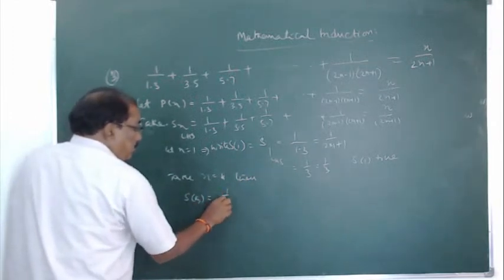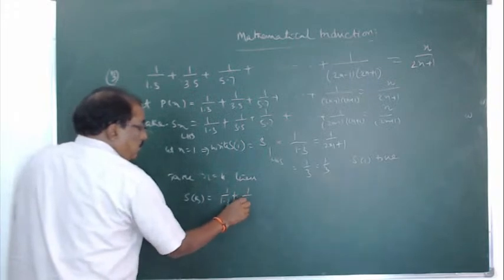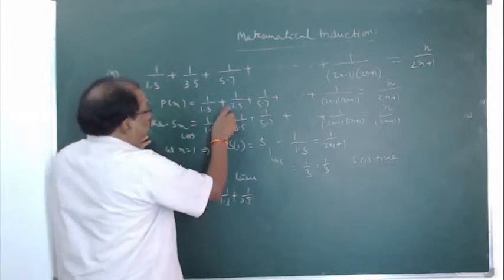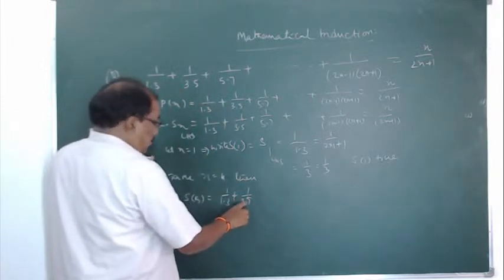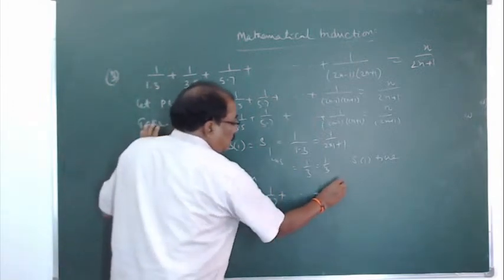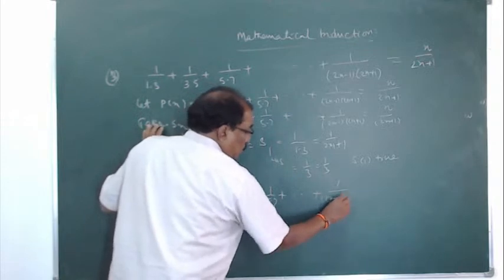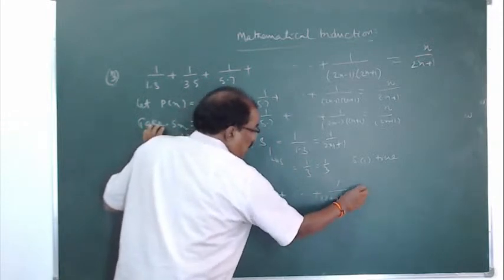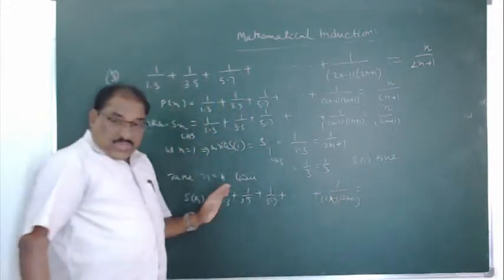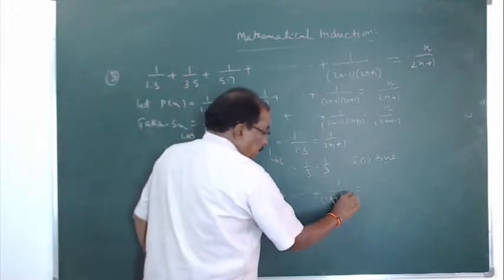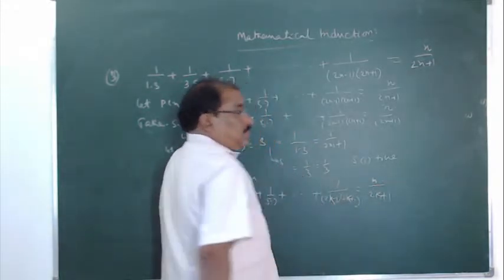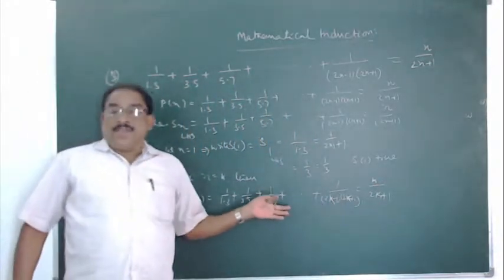Sk is equal to 1 by 1 into 3, plus 1 by 3 into 5, plus 1 by 5 into 7, plus ... plus 1 by (2n minus 1) into (2n plus 1), which is equal to n by 2n plus 1. That is simply P of n.